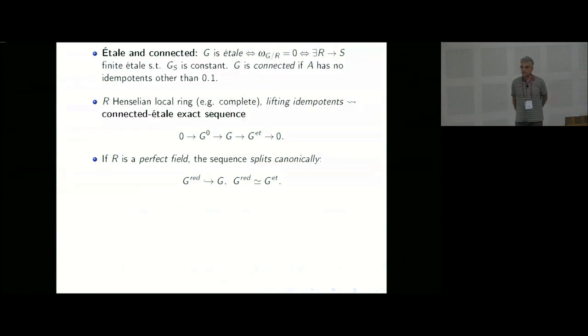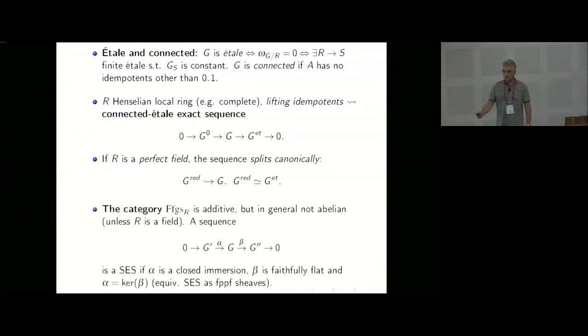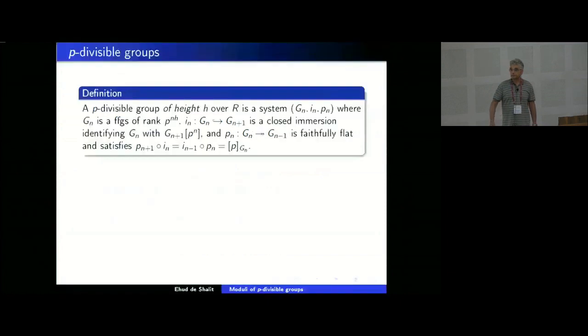Now, I've said that there is a connected-étale exact sequence. The category of finite flat group schemes over R is obviously an additive category, but in general not abelian unless R is a field. So what do we mean by a short exact sequence? Either you take the point of view of sheaves that I emphasized before, and say that it is exact as fppf sheaves, or specifically it means that alpha is a closed immersion, beta is faithfully flat, and alpha is the kernel of the morphism beta.